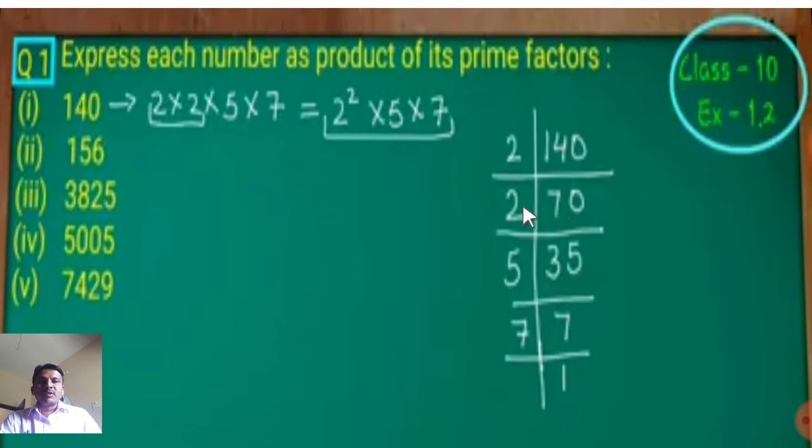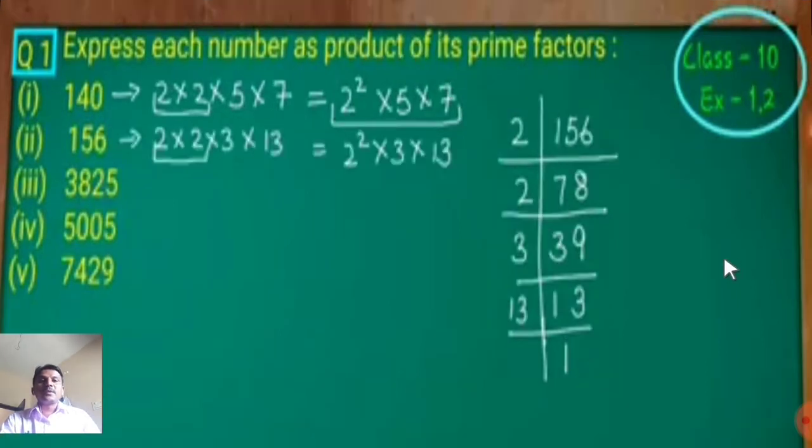Again it is divisible by 2. 2 35s are 70. 35 is divisible by 5. 5 7s are 35. 7 1s are 7. So the prime factorization of 140 is 2 into 2 into 5 into 7. That can be written as 2 raised to 2 into 5 into 7. This is the prime factorization of 140.